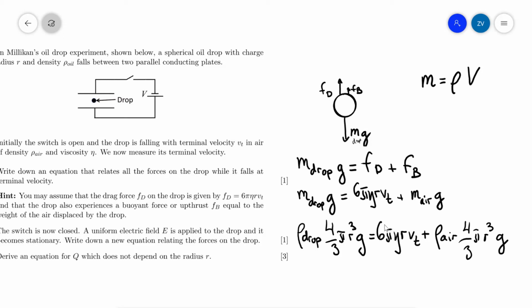This is going to be equal to the drag force, which is given, of course, over here: 6 pi times the viscosity times r times the terminal velocity, plus, now remember, the buoyant force by Archimedes' principle is equal to the weight of the air displaced. Now this will be the mass of the air times g. The mass of the air will be given by the density of the air times the volume displaced, which will also be equal to 4/3 pi r cubed, assuming of course that the drop is spherical, times g.